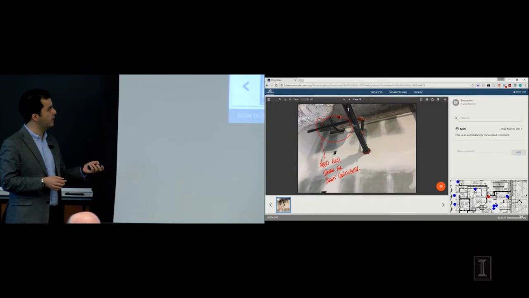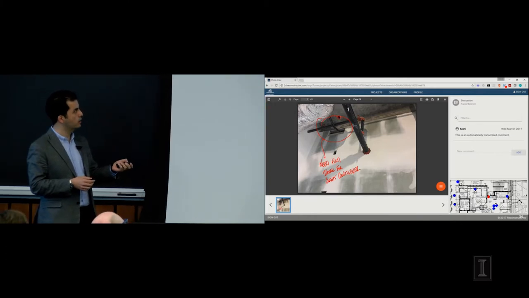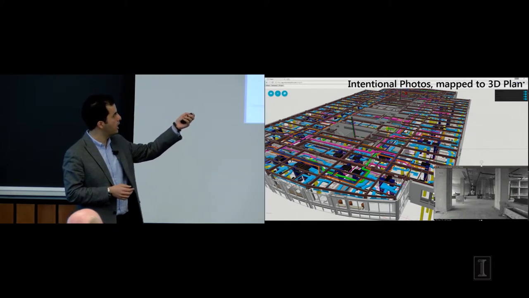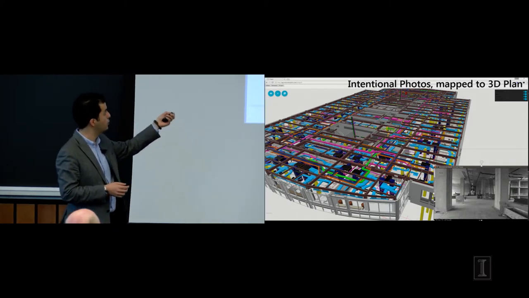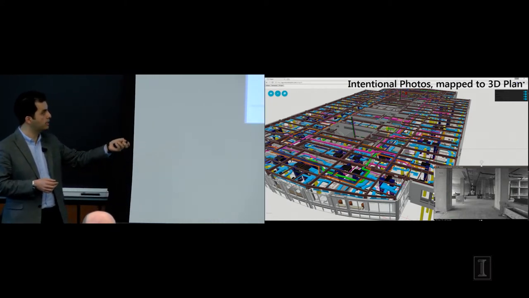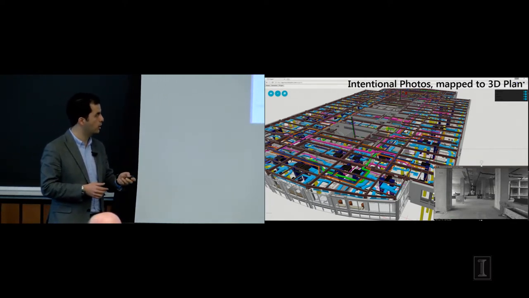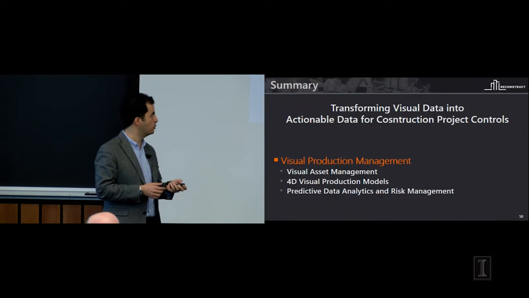What now happens is that these intentional photos that the subcontractors are capturing can also be automatically aligned with models that we have. So I'm showing you all the mechanical, electrical, plumbing components. Now you have the ability to see the reality versus how much work is expected to happen for indoors.